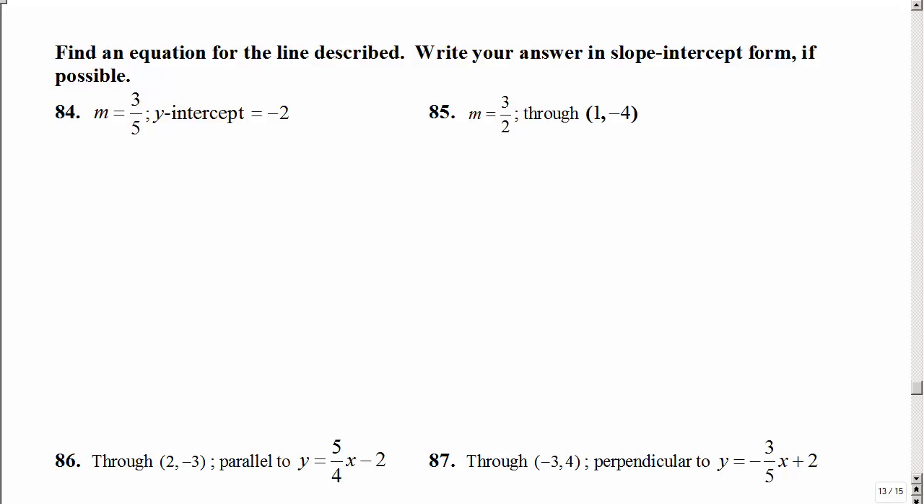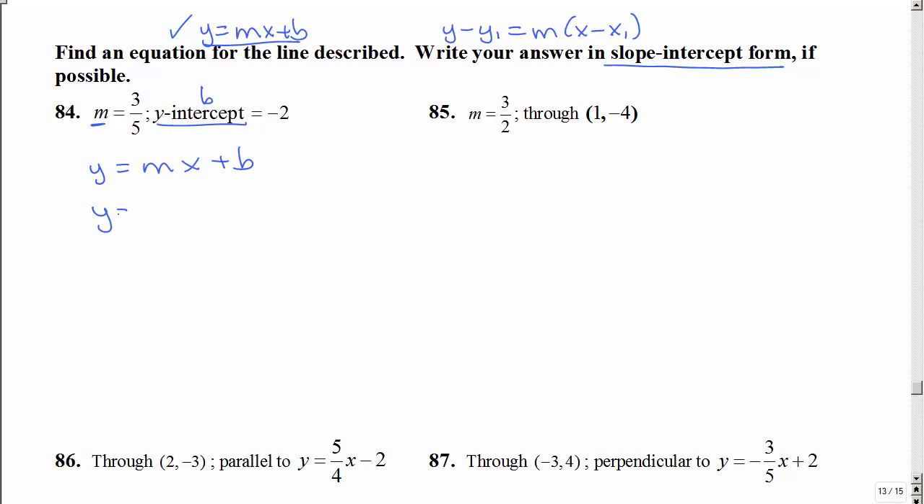Now I need to find an equation. I've got a couple of formulas I need. I need y equals mx plus b, because the answer should be written in slope-intercept form. But I also might need the point-slope formula. Let's see, number 84. I'm given m and b, so I can just use that formula. y equals mx plus b: y equals 3x plus negative 2. And I'm done. That's the easy one.